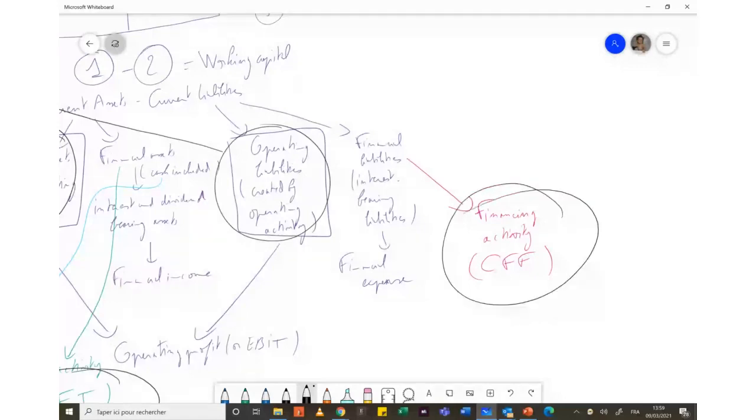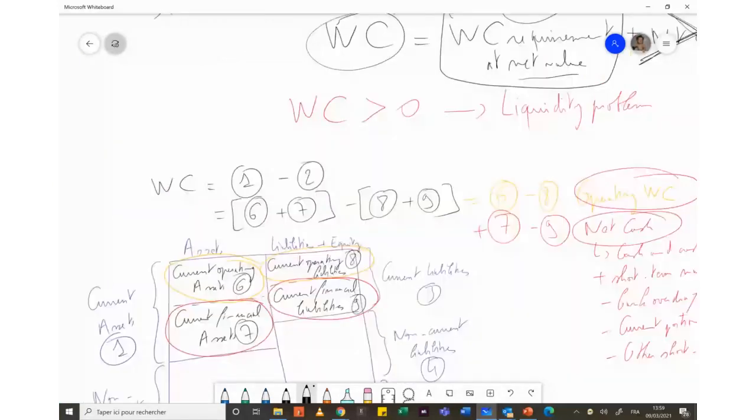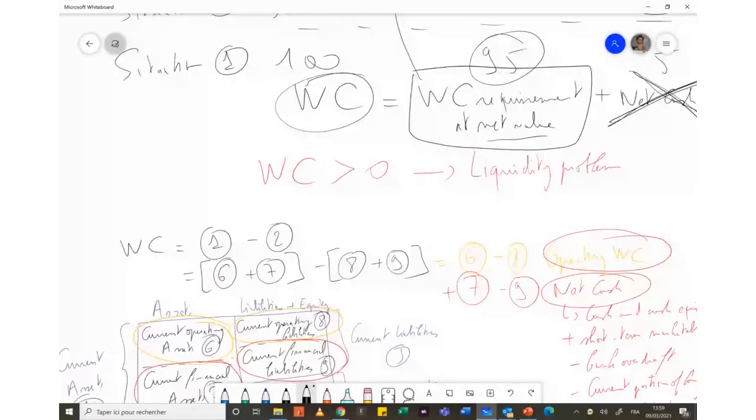We'll come back to these notions later, okay? During session 3, we come back to the distinction between working capital requirement and net cash.